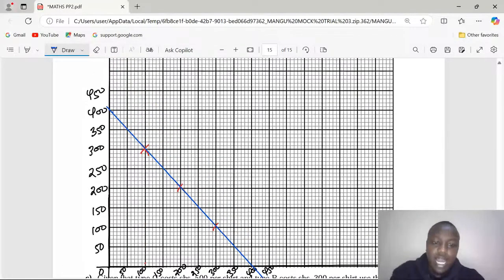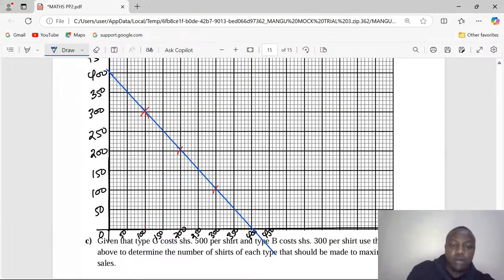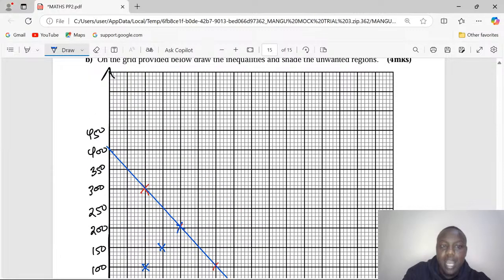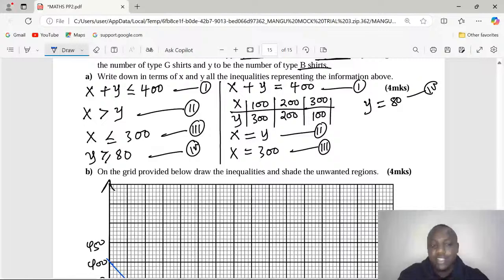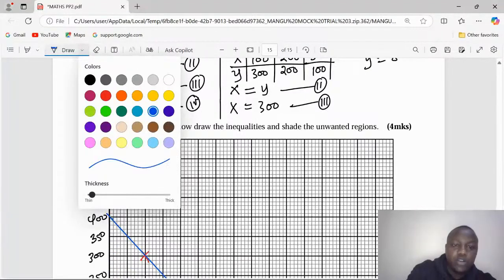The other borderline is now going to be borderline 2, x equals y, or y equals x. Therefore, these are the coordinates: 50, 50, 100, 100, 150, 150, 200, 200. So now we do a line through there, but we're supposed to know that it's strictly greater than, which means the line is going to be dotted. So we do a dotted line.